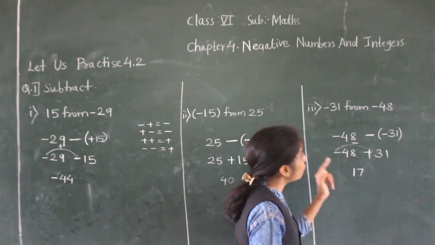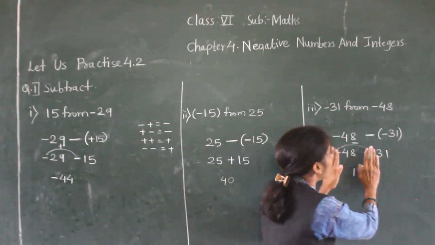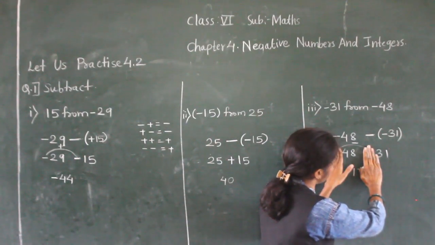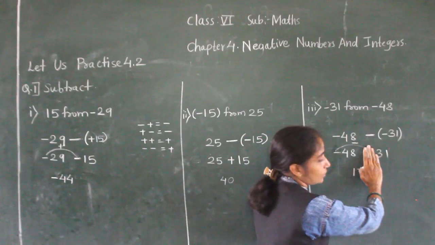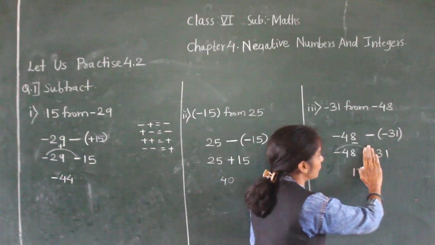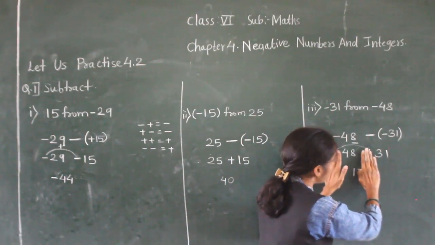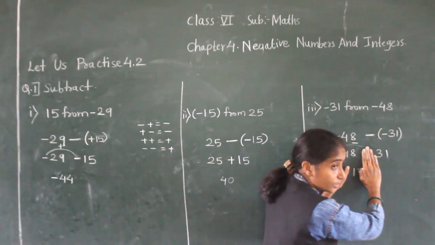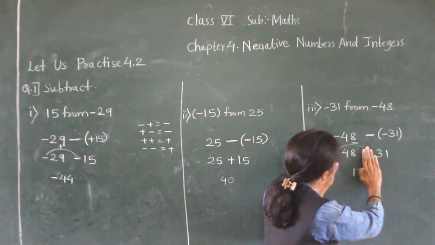Okay. And for the answer, now, the greater number's sign. Now hide both the signs. In this, which is the greater number? 48 is the greater number. See, in this, hide both the signs and check which is the greater number. 48 is greater. 48 has its sign.